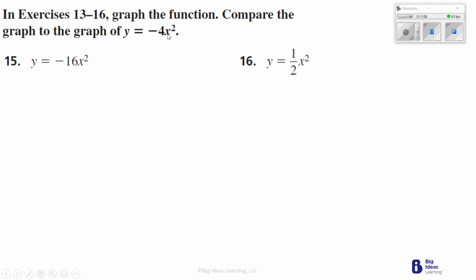First time I got negative 4 and still negative, so that's not a reflection. But I do say this is an increase, right? An increase. So since 16 is bigger than 1, this is an increase by a factor of 16.